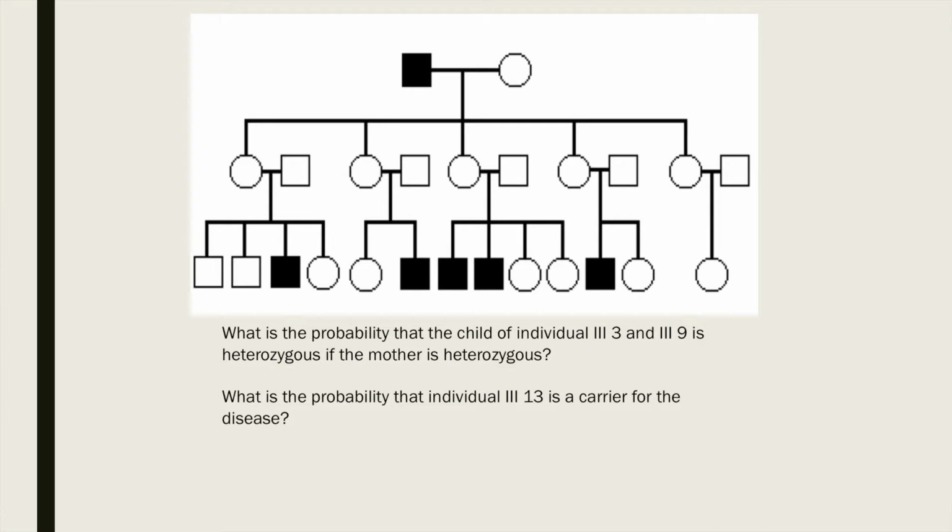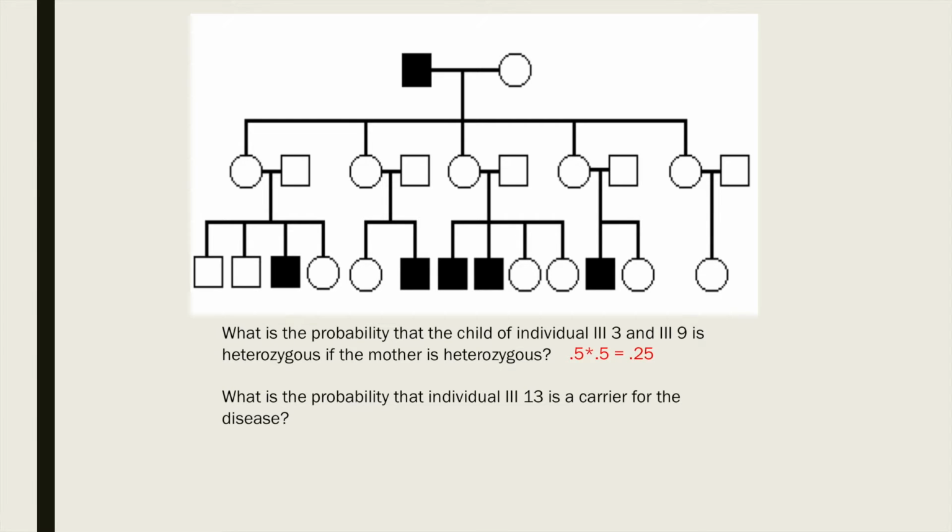Because we know that individual 3-3 is affected, we know their genotype is X little a Y, and then the question said that the mother, also known as individual 3-9, is heterozygous. We know that their genotype is X big A, X little a. So there's a 50% chance that the father gives an X chromosome that is defective, and there's also a 50% chance that the mother gives an X chromosome that is not defective, or with no mutation. So the probability is 0.5 times 0.5, which equals 0.25.